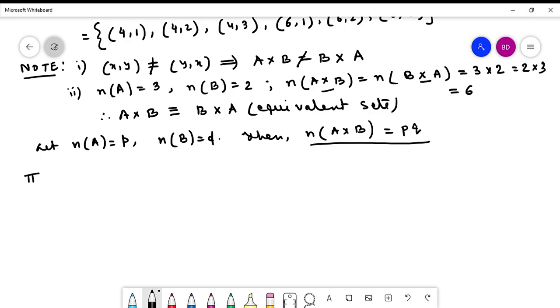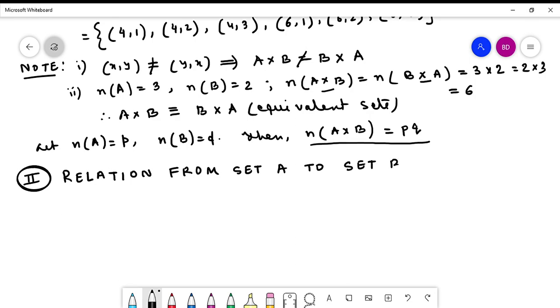So now we come to relation. Now when we do relation, we use two different phrases. Relation from set A to set B. This is one, and the second one I'll come to later. Suppose I name it A. Relation from set A to set B. Now, what is this actually?